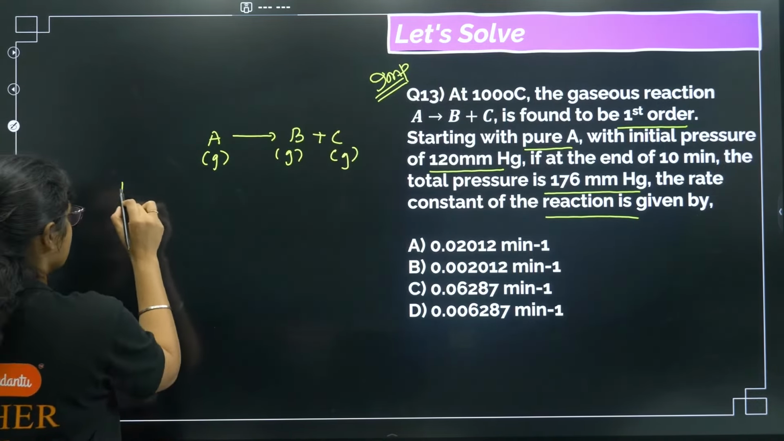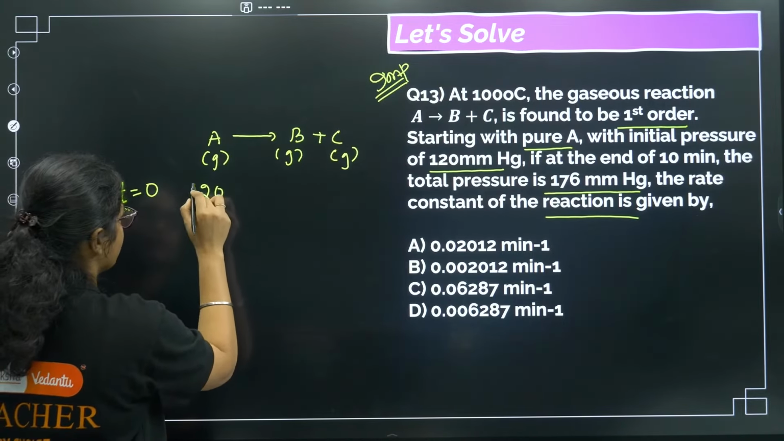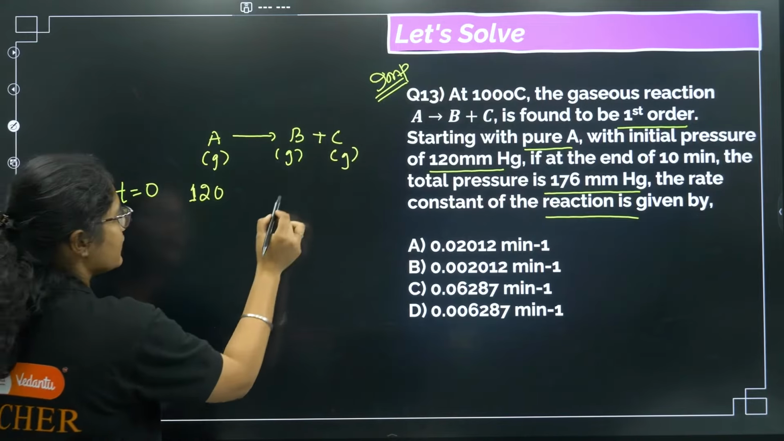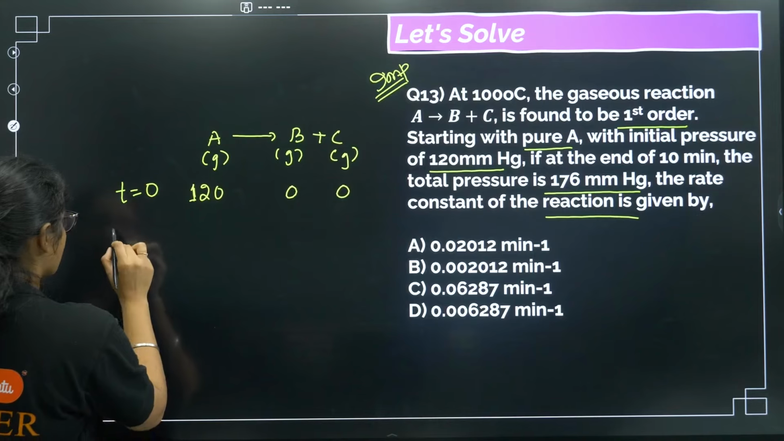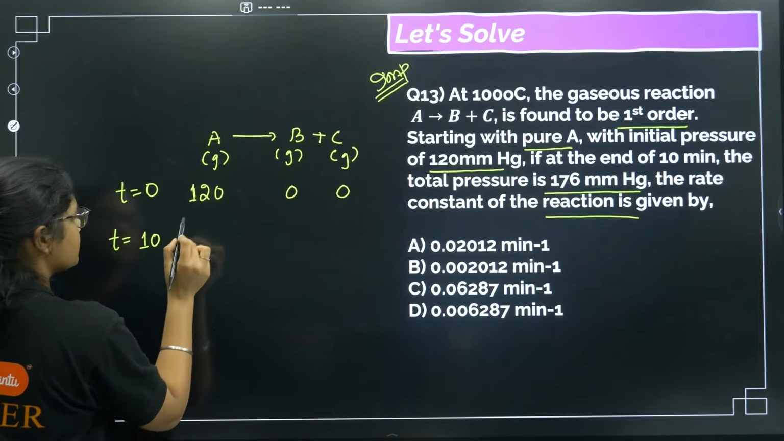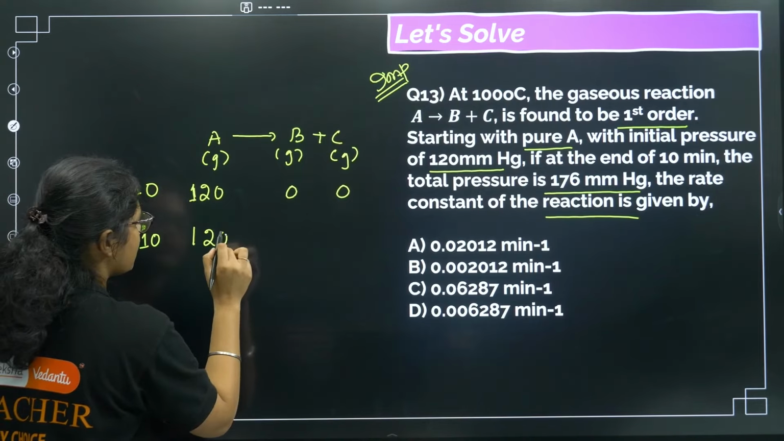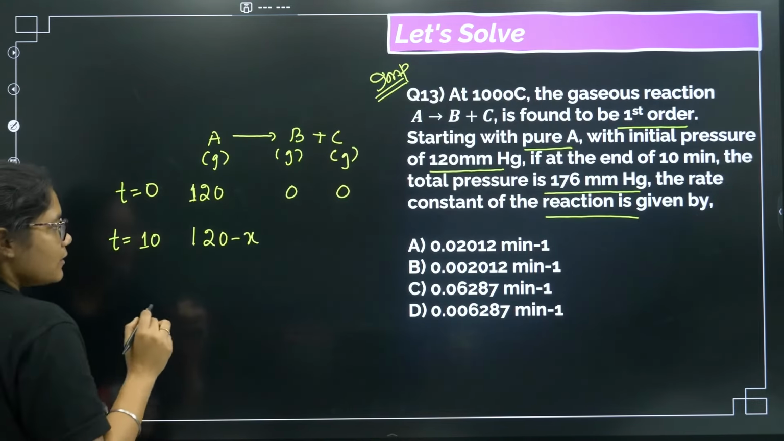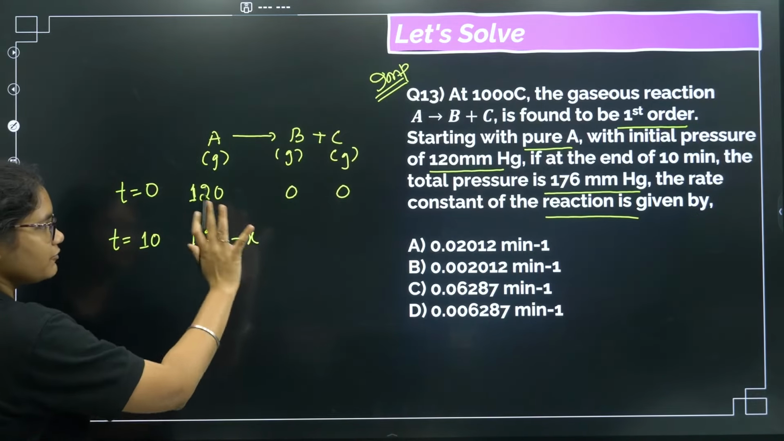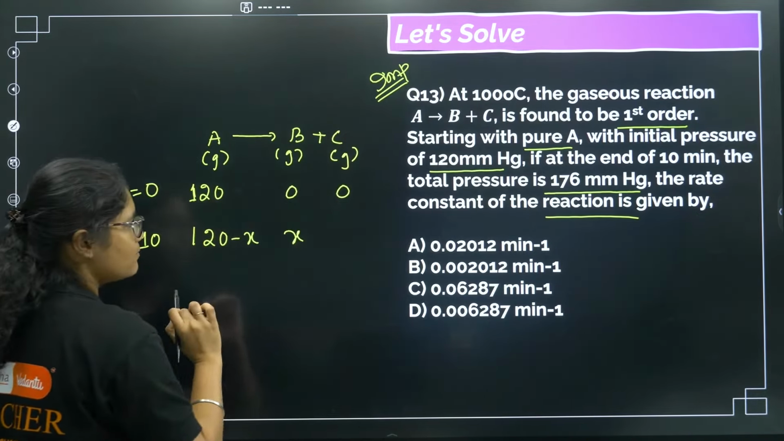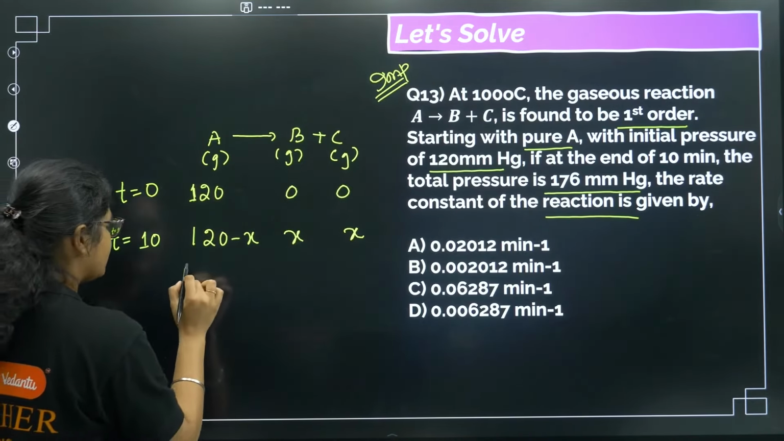So I can say that at time equal to 0, the pressure of A is 120 mm of Hg, and here it will be 0 and here it will be 0. Now at the end of 10 minutes, what will happen? Some A will be reduced, so I'll get 120 minus X. See, 1 mole of A is giving you 1 mole of B. So if X amount of A has reacted, X amount of B will form and X amount of C will form, right?